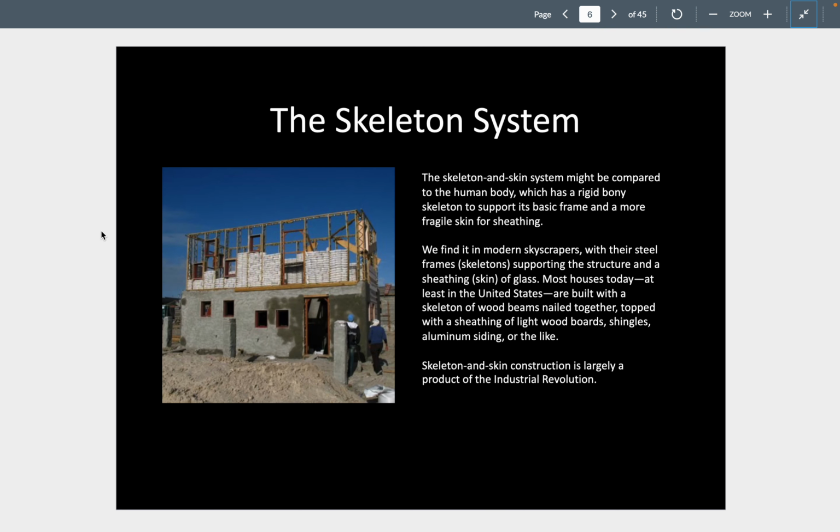The skeleton system, this is something that we see in modern skyscrapers with steel frames. We see this in houses and buildings where you have a skeleton built out of wood, generally studs, 2x4s, that are mass manufactured along with trusses for roofs that are then simply constructed, put together, rather than cut apart at the site itself.